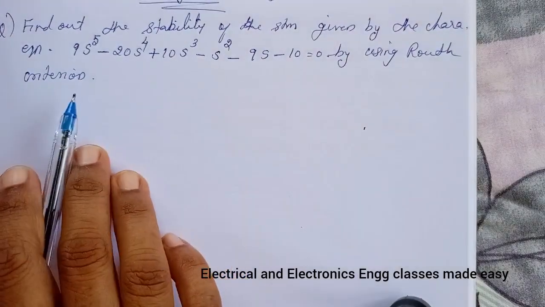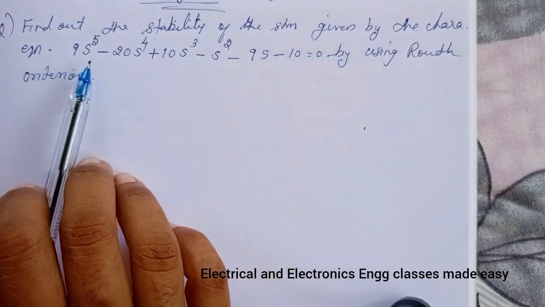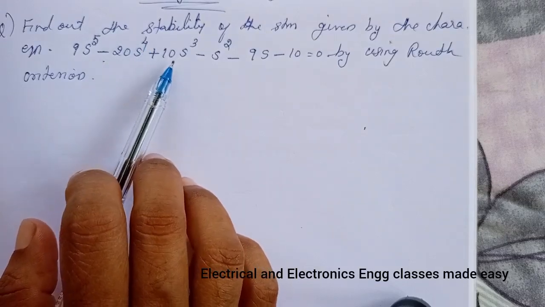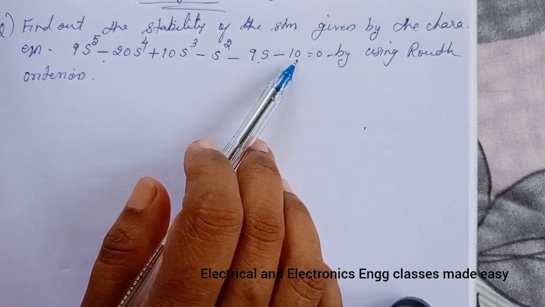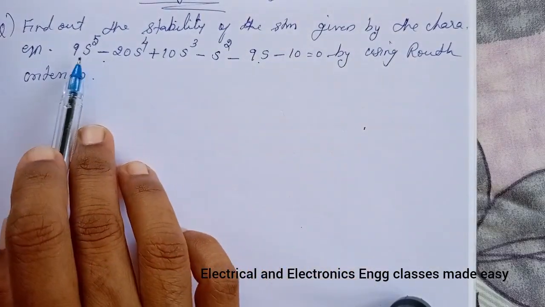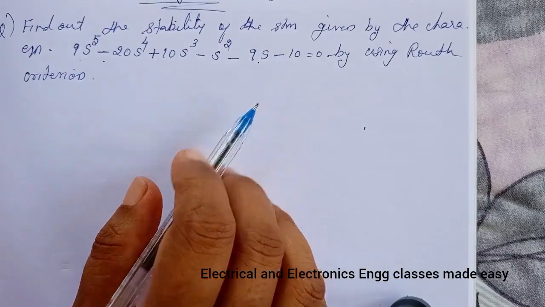Let us do another problem. Find out the stability of the system given by the characteristic equation 9s raised to 5 minus 20s raised to 4 plus 10s cube minus s square minus 9s minus 10 equal to 0 by using Routh criterion. So this is the characteristic equation given and we have to construct the Routh array.